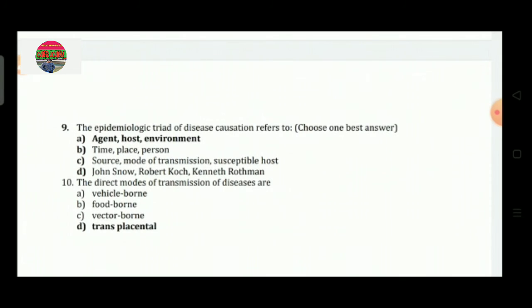Question number 9 is, the epidemiological triad of disease refers to: option A is agent, host, environment. Option B, time, place, person. Option C is source, mode of transmission, susceptible host. Option D is John Snow, Robert Koch, and Kenneth Rothman. So the correct answer is option A, agent, host, and environment.